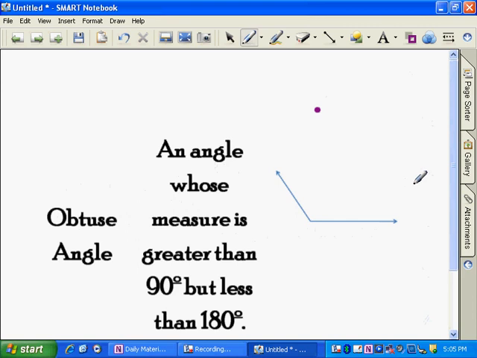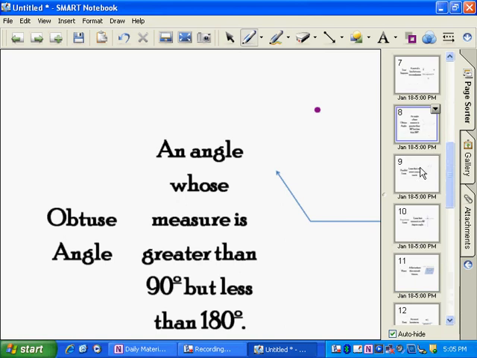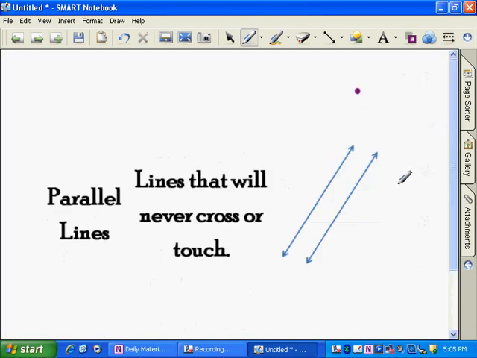An obtuse angle is an angle whose measure is greater than 90 degrees but less than 180 degrees. Parallel lines, they will never ever cross or touch.